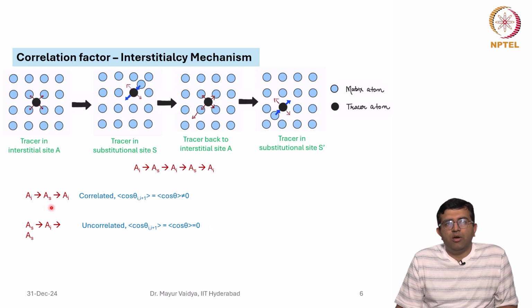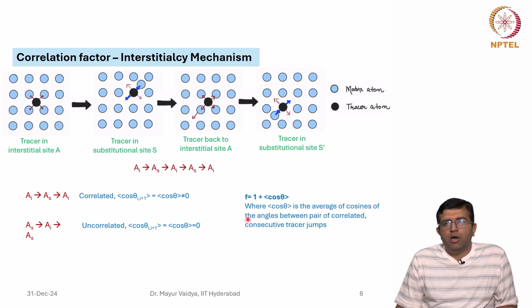However, the sequence where it goes from substitutional to interstitial is a correlated sequence, and the average cos theta is not equal to 0. So, overall if you write, F is equal to 1 plus average of cos theta, where cos theta is the average of cosines of the angles between pair of correlated consecutive tracer jumps.